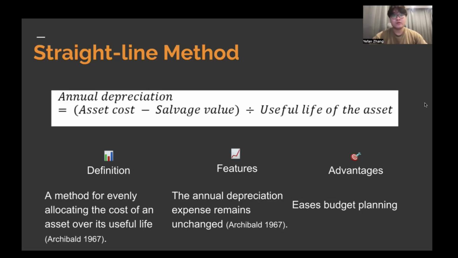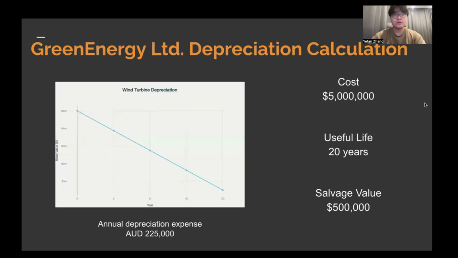The advantages of the straight-line depreciation method include straightforward and intuitive calculations, stable and predictable results, ease of use for corporate budgeting, and full compliance with AASB 116 accounting standards. According to AASB 116, depreciation is the process of systematically allocating the depreciable amount of an asset over its useful life. Now let's apply the method to the actual case of Green Energy Limited.